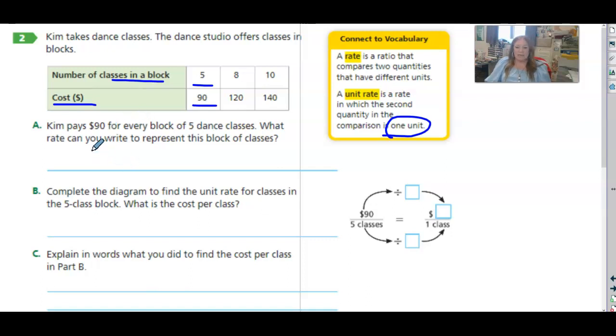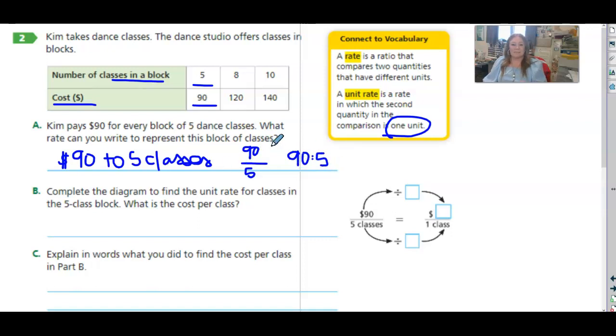So first we're just writing the rate here. We can write it a couple different ways. We can say it's $90 to 5 classes. I can say it's 90 over 5. I can say it's 90 to 5. $90, 5 classes. I can write it a bunch of different ways. I usually love to go for the fraction because that helps me remember ratios are fractions and I know how to do fractions.